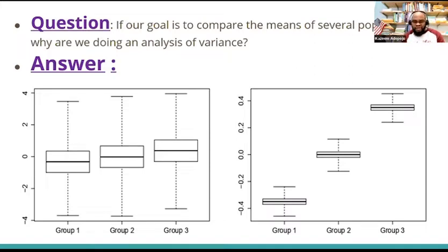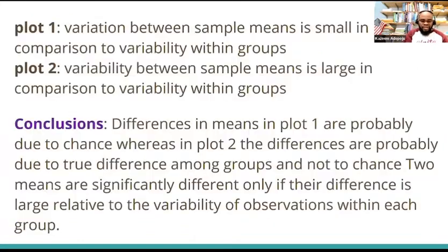Like I said, the box plot is going to pass across something that is actually going to give you something to think about, but it is necessary, not sufficient. Get what I mean? And that was why I have this conclusion: differences in means in plot 1 are probably due to chance, whereas in plot 2, the differences are probably due to true difference among groups and not to chance.